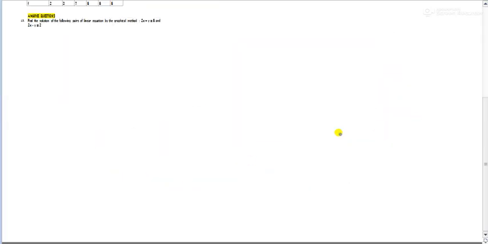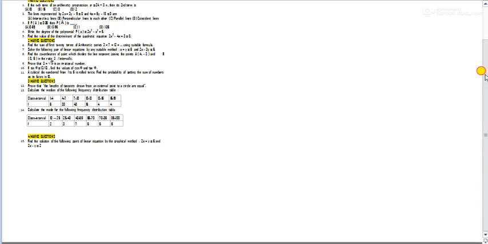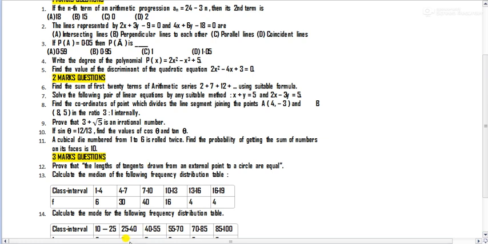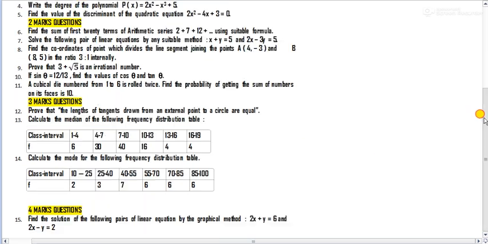So coming to the next question. So 2 marks questions are over, right? Now directly we will move to 3 mark questions. See this question, you are definitely going to get them. This theorem is for 3 marks.